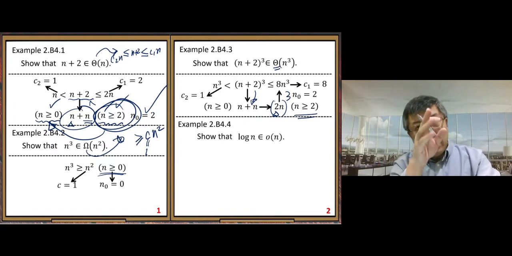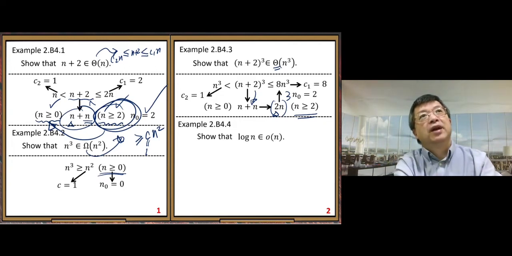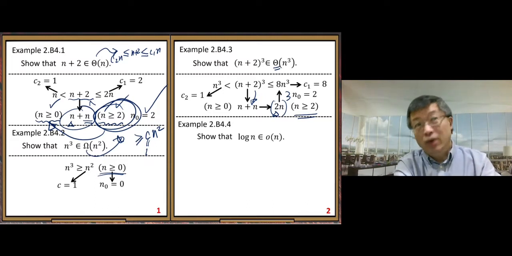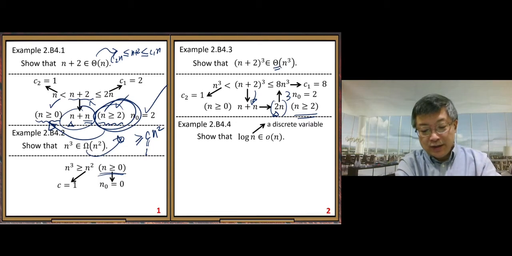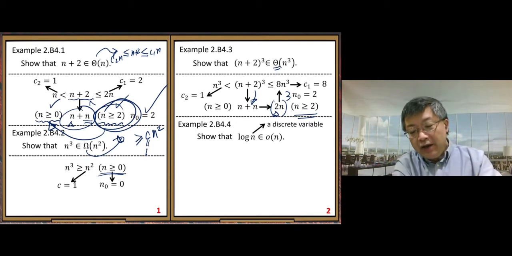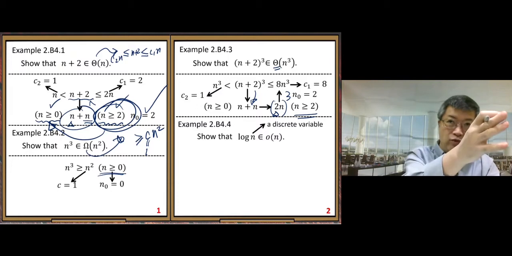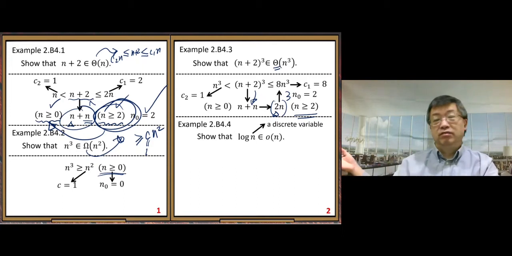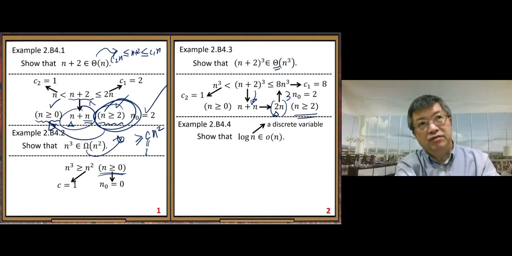The next question: show that log of n belongs to little o of n. When you see little o, you have to take the limit. Don't use upper bound, lower bound. It won't work. You have to take the limit. But here, n is a discrete variable. It only takes discrete values: 1, 2, 3, not 0. You cannot use 0, right? Log of 0 is not defined. So 1, 2, 3, all the positive integers for n.